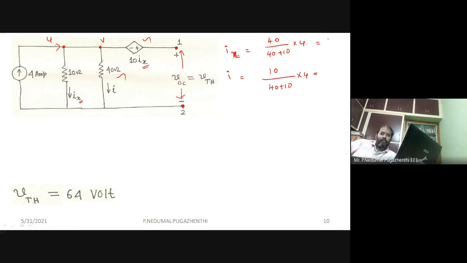How much you are getting for Ix? 3.2. Yeah, Ix is equal to 3.2 amps. Okay. So you are having 3.2 amps. So this should be 0.8. Am I right? 3.2 minus 4 will give you 0.8. Yes. Okay. So it's very clear. Now I am interested in finding out the voltage across these two terminals 1 and 2.